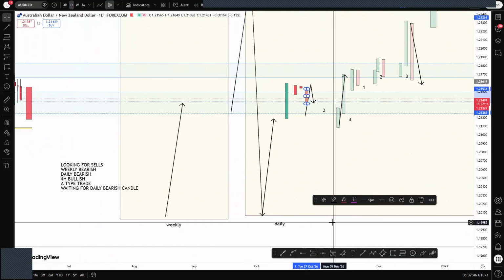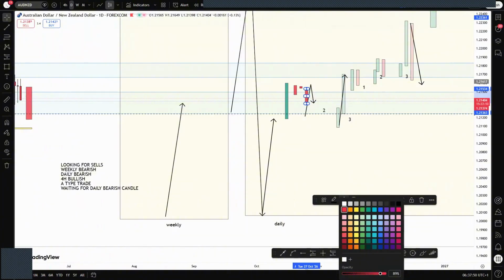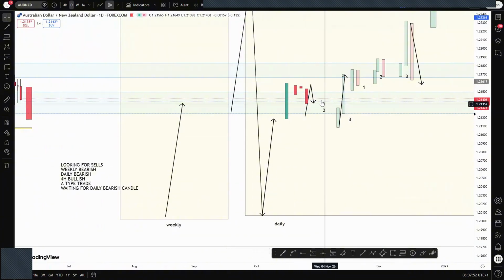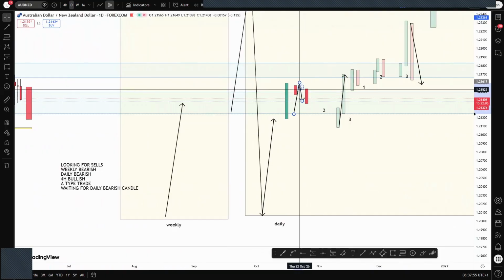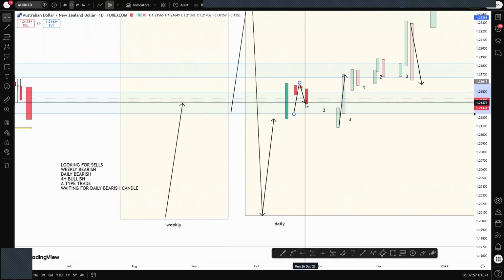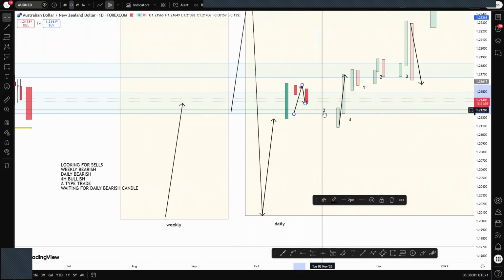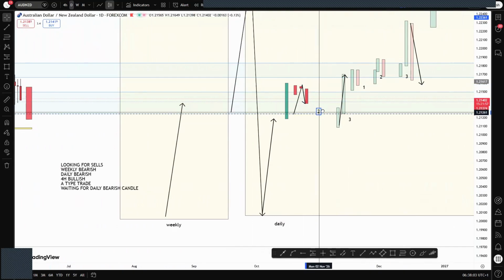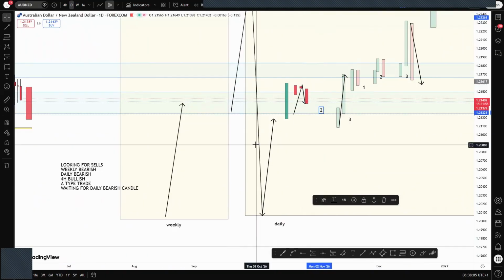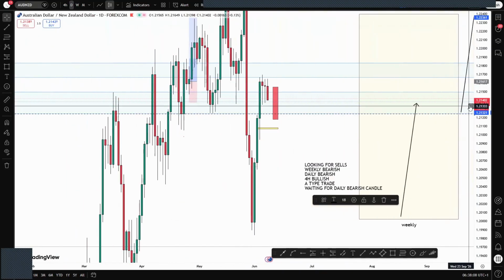This is where we are. Yeah, so price is on its way, making that two formation. But yeah, so we'll see what happens today.